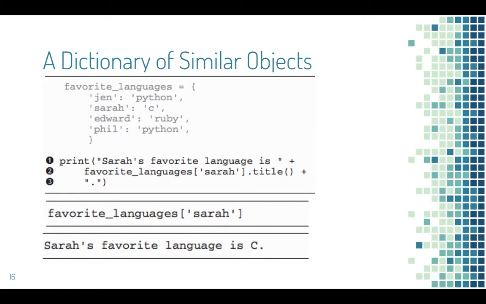To use this dictionary, given the name of the person who took the poll, you can easily look up their favorite language. To see which language Sarah chose, we asked for the value at favorite languages, Sarah. This syntax is used as the print statement at 2, and the output shows Sarah's favorite language. Sarah's favorite language is C.